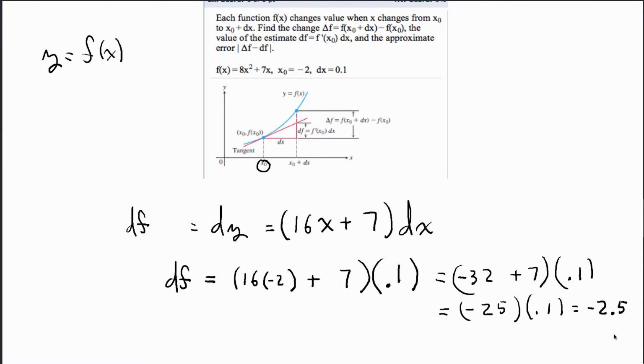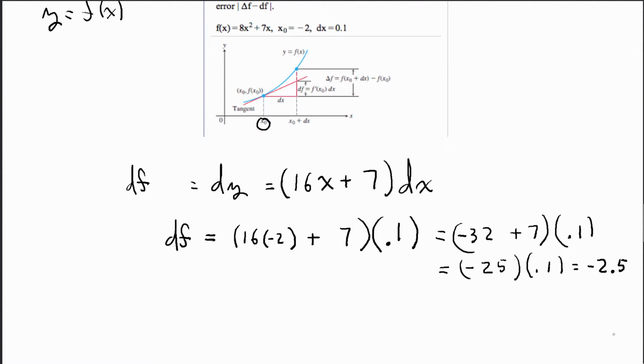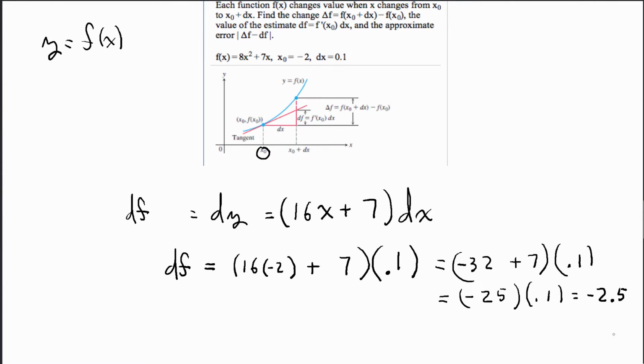Now the first thing we want to do is approximate. So we found the value of dy, right? Let's find the change, f of x naught plus delta x minus f of x naught. So what we're looking for here is the actual change. Well, the actual change would be f of, we're going x plus delta x, so that would be negative 1.9, right? And then we want to subtract f of negative 2, okay? And let's see what we get here.